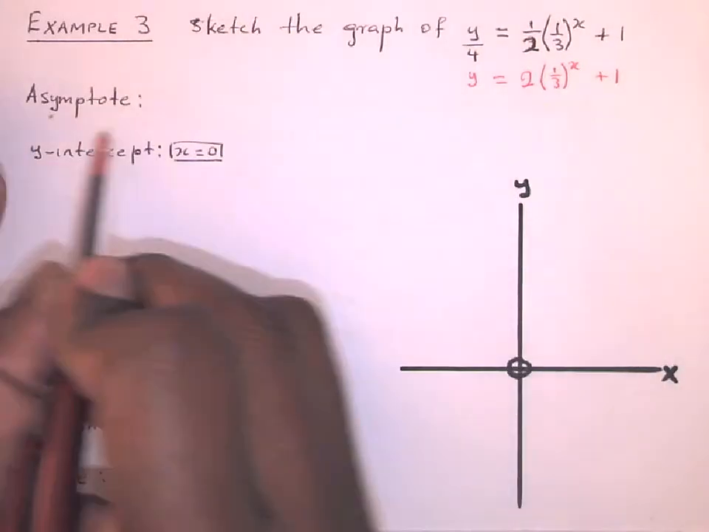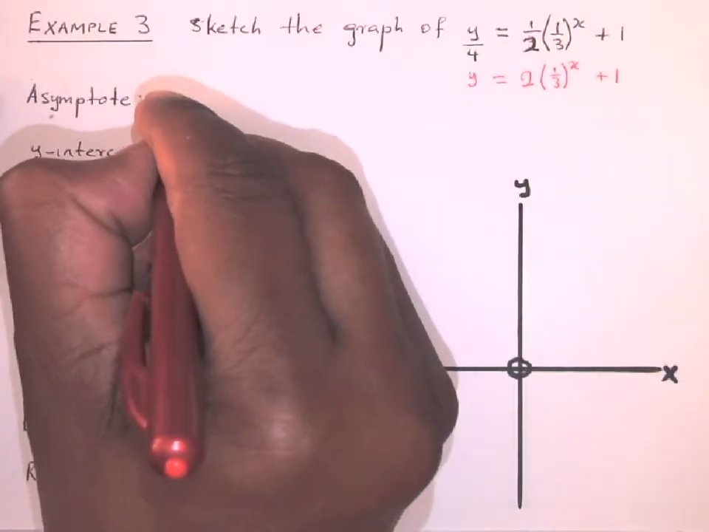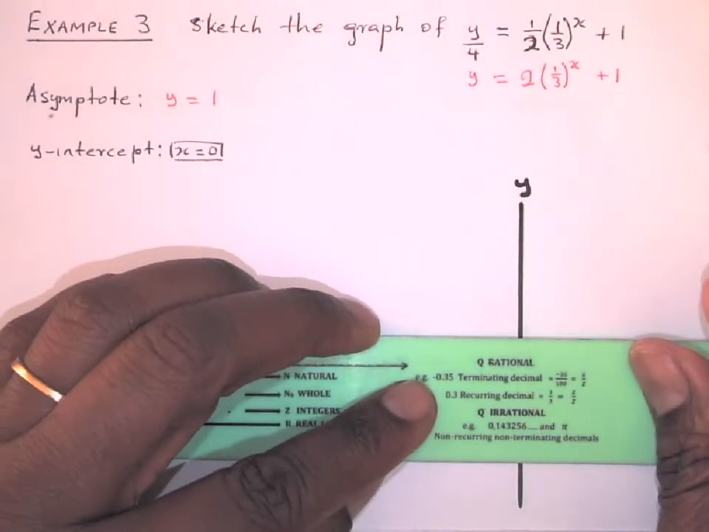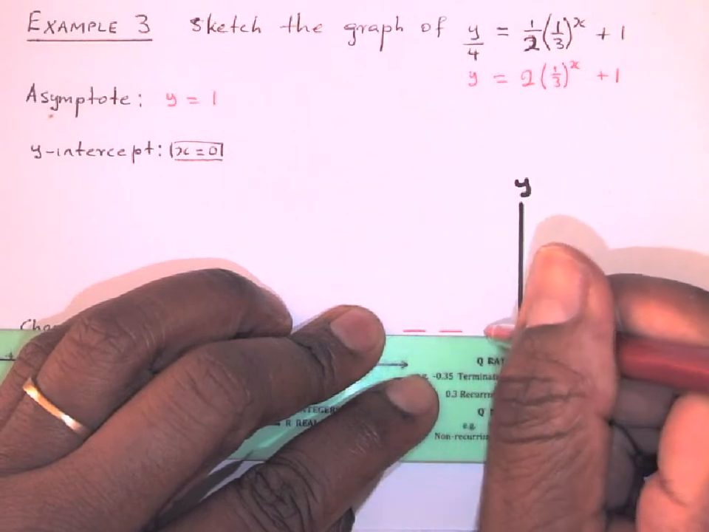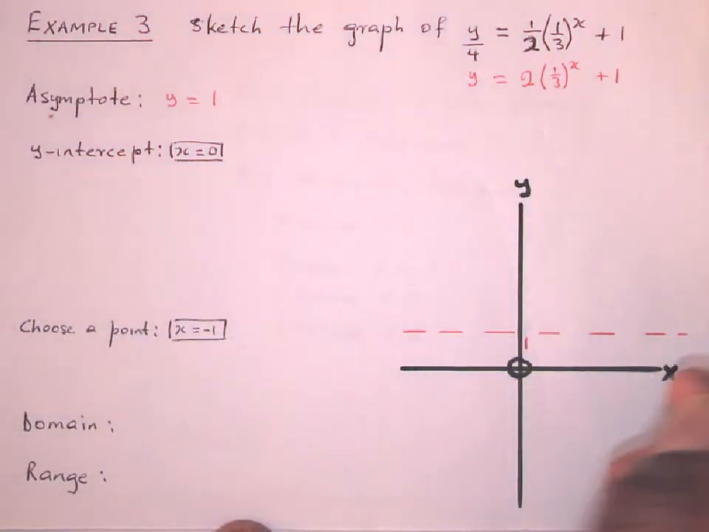So what is our asymptote? The horizontal asymptote is the line y is equal to 1. So y equals 1 is our horizontal asymptote. Straight away, let's draw the line y equals 1. There it goes, all the way across. That's the line y equals 1.